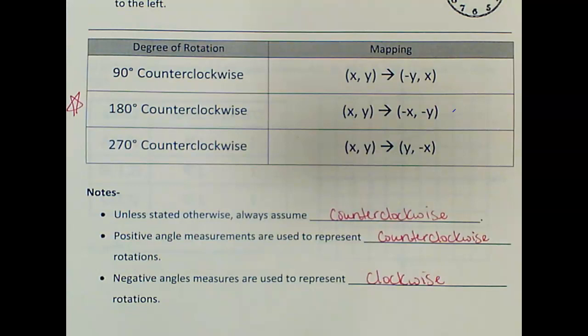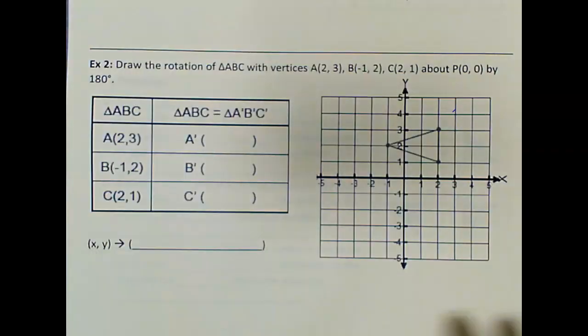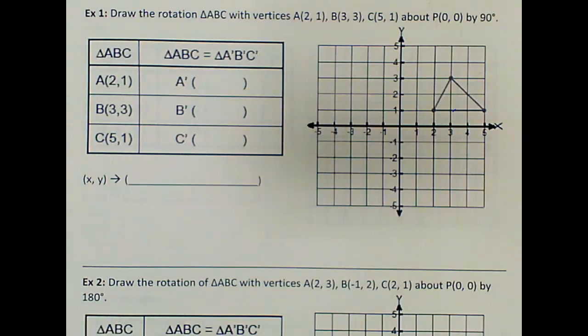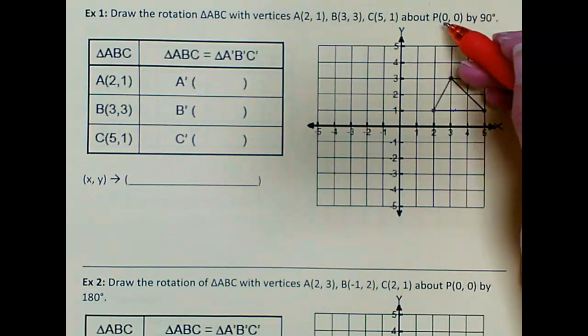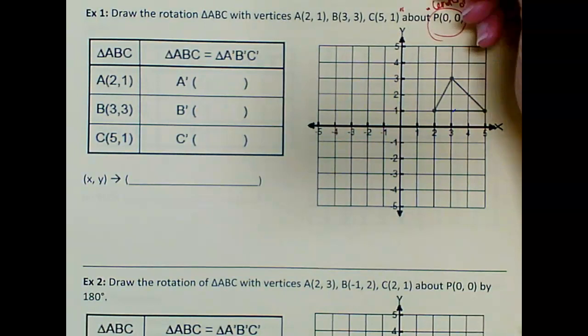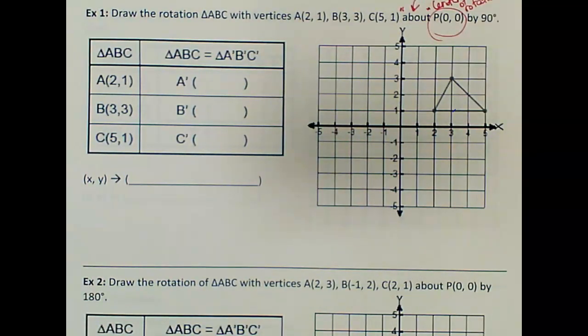Okay, so let's move to some examples. Example 1 says draw the rotation of triangle ABC with vertices A at (2, 1), B at (3, 3), and C at (5, 1) about point P at (0, 0), the origin. So this is the center of rotation, and I know that because of this word "about." So it's telling you you're supposed to rotate about or around point P, and then by 90 degrees. And because this is positive, that means that we are going in a counterclockwise rotation.